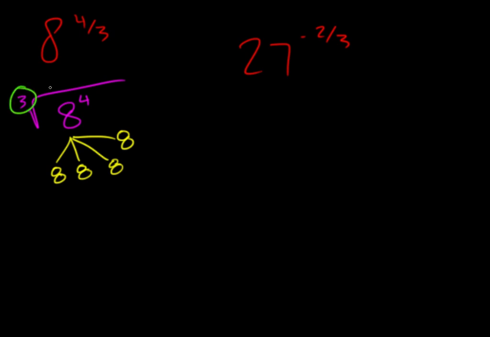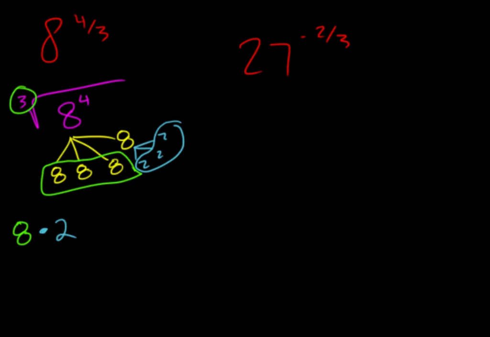Because of this 3, we can group 3 things together and take them out. So we have an 8 on the outside. This 8 can be written as 2 times 2 times 2. There's 3 of those, so we can take that out. Now there's nothing left over, so we're done with the radical symbol. 8 times 2 is 16, and that's our final answer.